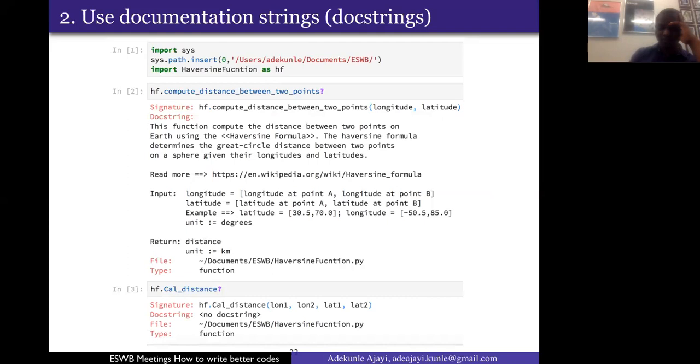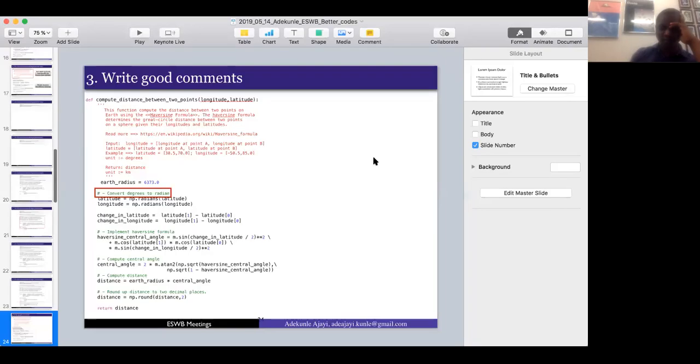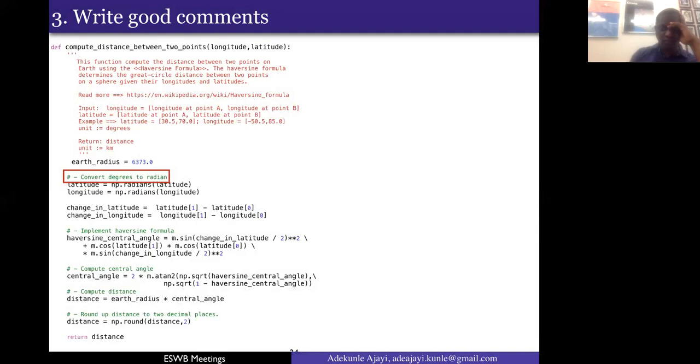Okay, that is about docstrings. Also, you need to write good comments, and that's very important. That's important because you want your code to be self-explanatory. You want to come back to your code in two years' time and understand exactly what you did. You want to pass your code to somebody else, and you want the life of that person to be very easy going through your code. You want debugging to be easy, so you need to write good comments.